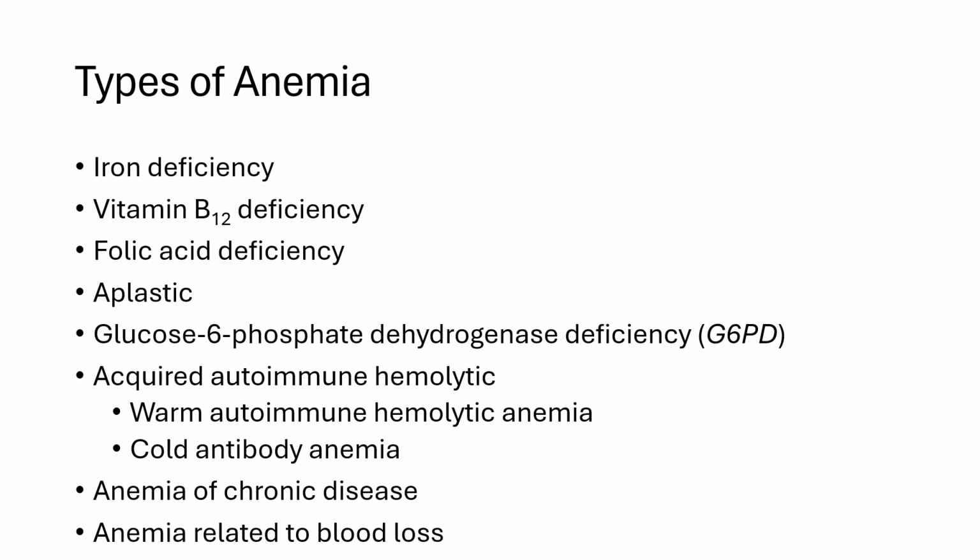Aplastic anemia, what happens with aplastic anemia is that, or we can relate it as bone marrow disease. The bone marrow is suppressed, it fails to produce enough blood cells. And we're talking about multiple blood cells. We're talking about white blood cells, platelets, red blood cells, all that.